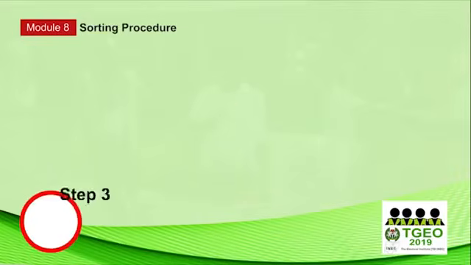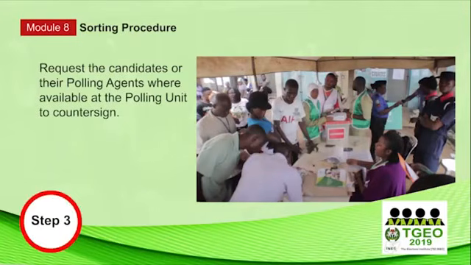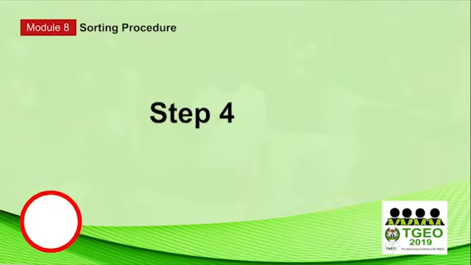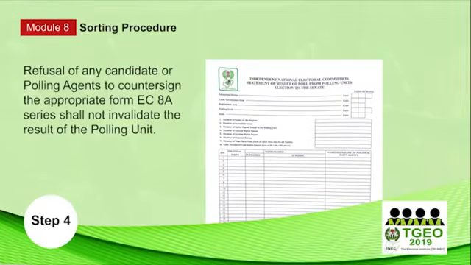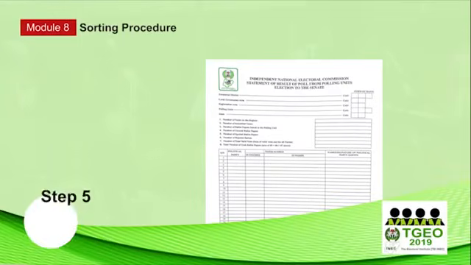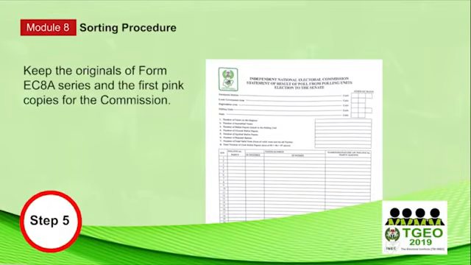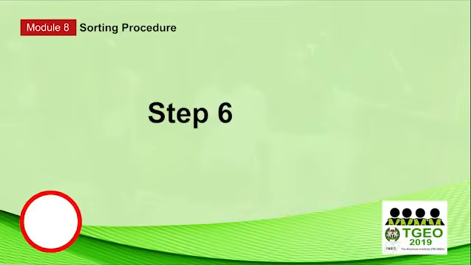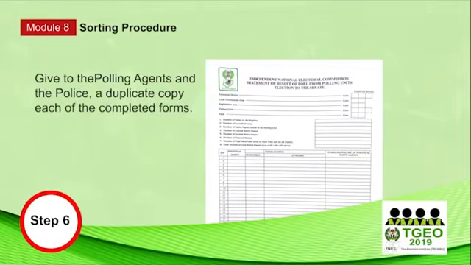Step 3. Request the candidates or their polling agents where available at the polling unit to countersign. Step 4. Refusal of any candidate or polling agent to countersign the appropriate Form EC8A series shall not invalidate the result of the polling unit. Step 5. Keep the originals of EC8 series and the first pink copies for the Commission. Step 6. Give to the polling agents and the police a duplicate copy each of the completed forms.